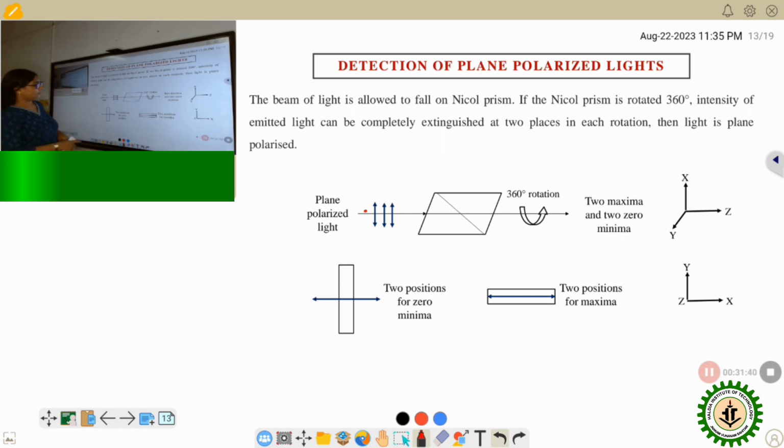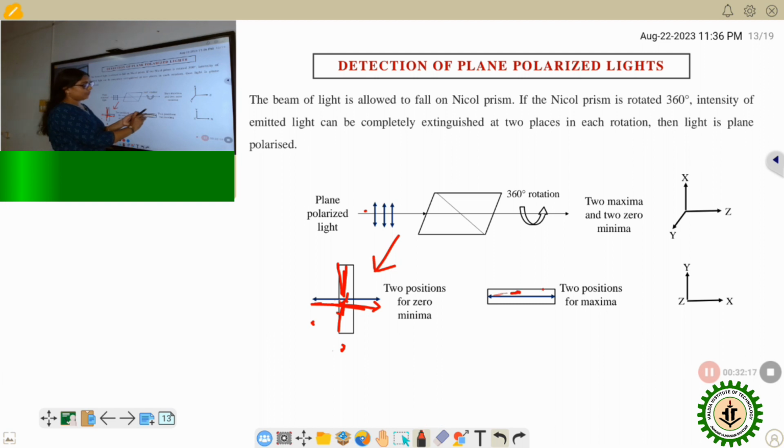So look at this picture. The blue arrows denote the vibration of the electric field. So here in this one, the axis of the crystal is perpendicular to the vibration of the electric field, so the whole intensity will be blocked if light is coming in this way. But if we rotate it and make it like this figure, we will have the whole intensity passing through the crystal.